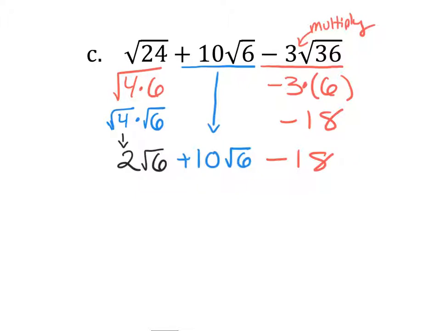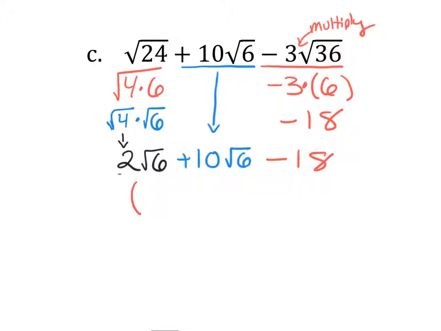Okay, just have to be careful that you're not dropping any negatives or subtraction signs. Make sure that they're staying consistent as you're rewriting all of these. And now we are simplified as much as possible, so now we just need to look for what terms have the same number under the square root. Yes, 2 square root 6 plus 10 square root 6.